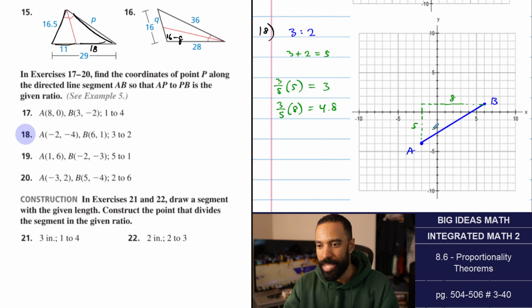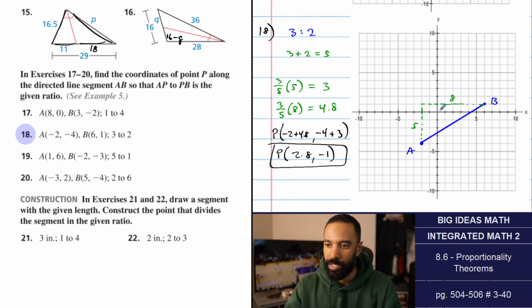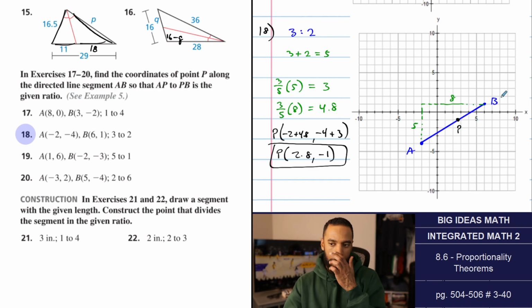So we're going to go 3 up from A, 1, 2, 3 at -1, but an easier way to do that is just to locate P here. From -4 we go 3 up, and from -2 we go 4.8 over. So P will be at 2.8, comma, -1. That's at 1, 2.8-ish, comma, -1. Just find the -1, and you'll see there's the 2.8 from there. At least that makes sense.